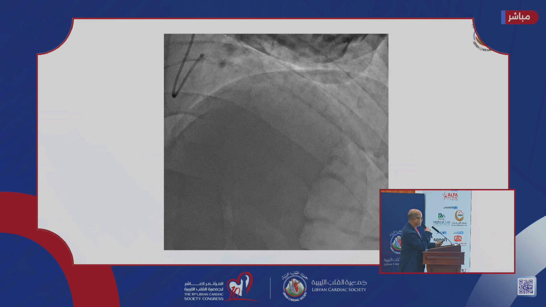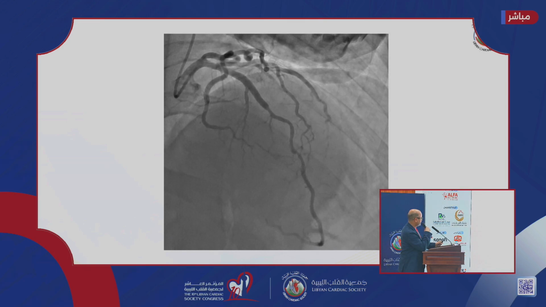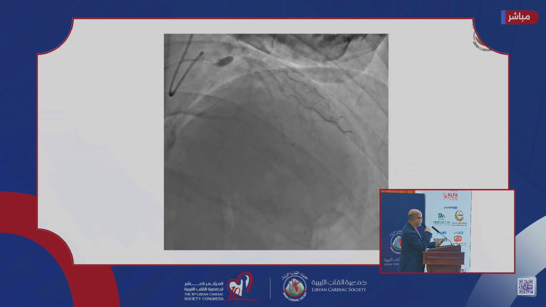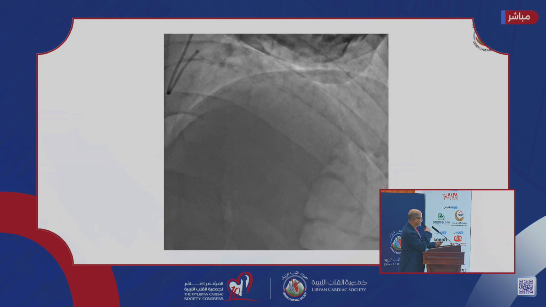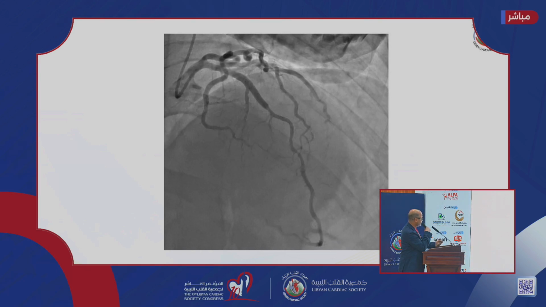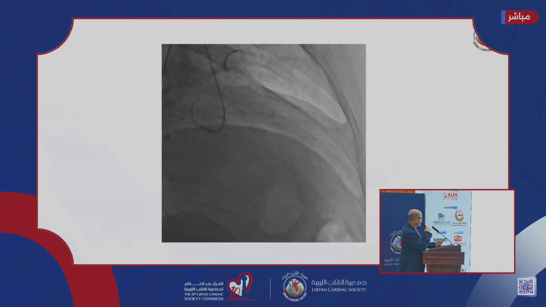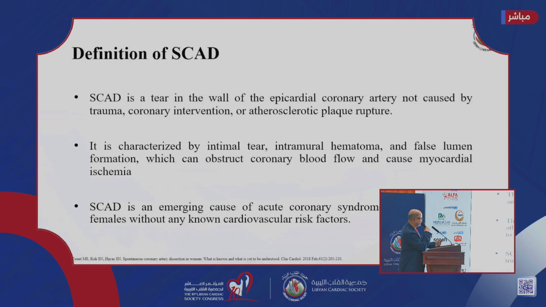So this patient, after appropriate medical treatment, had an angiogram, and as we see here, there is obvious obstruction or flow limiting disease involving the left anterior descending artery. This patient was treated medically, diagnosed as possible SCAD, even though we didn't have an image to confirm that at that time. So what's the definition of SCAD?